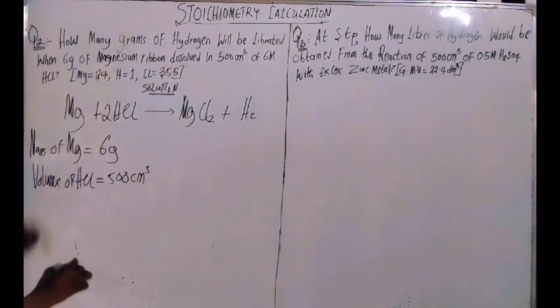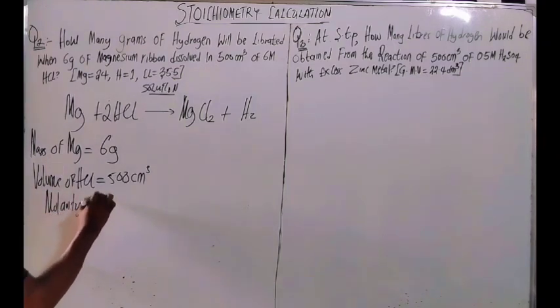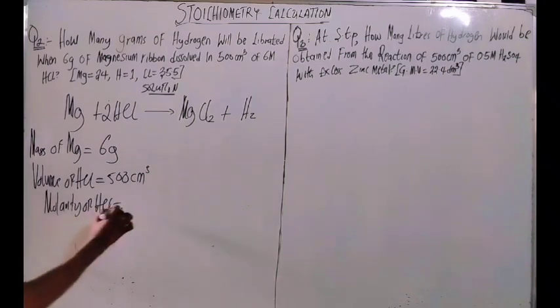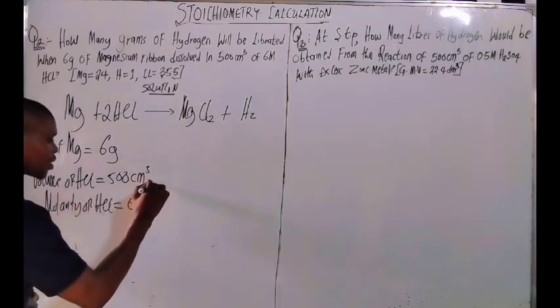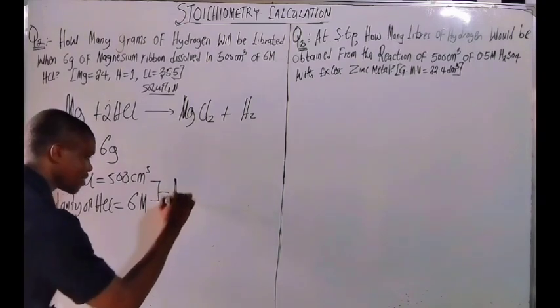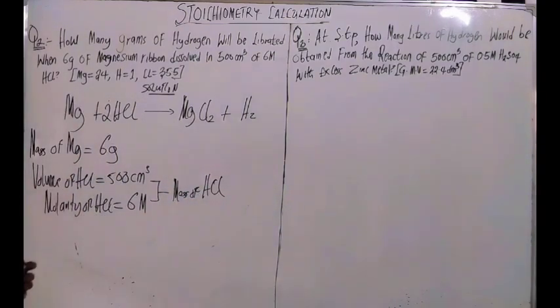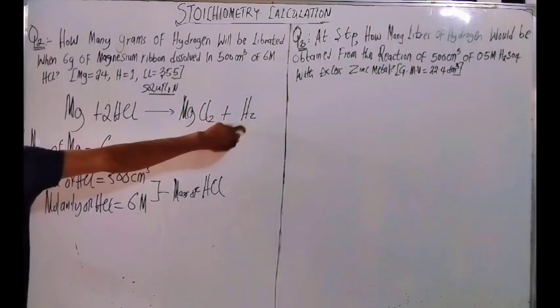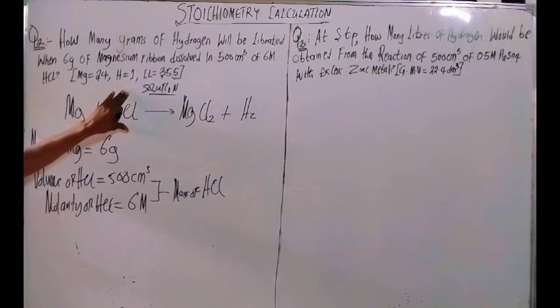Now the molarity of HCl is 6 molarity. Do you understand? Now please pay attention here. We have to use these two to calculate the mass of hydrogen chloride, since they give us the mass of this one here. They're asking what is the mass of this produced when 6 grams of this reacts with how many grams of this one here. Do you understand?